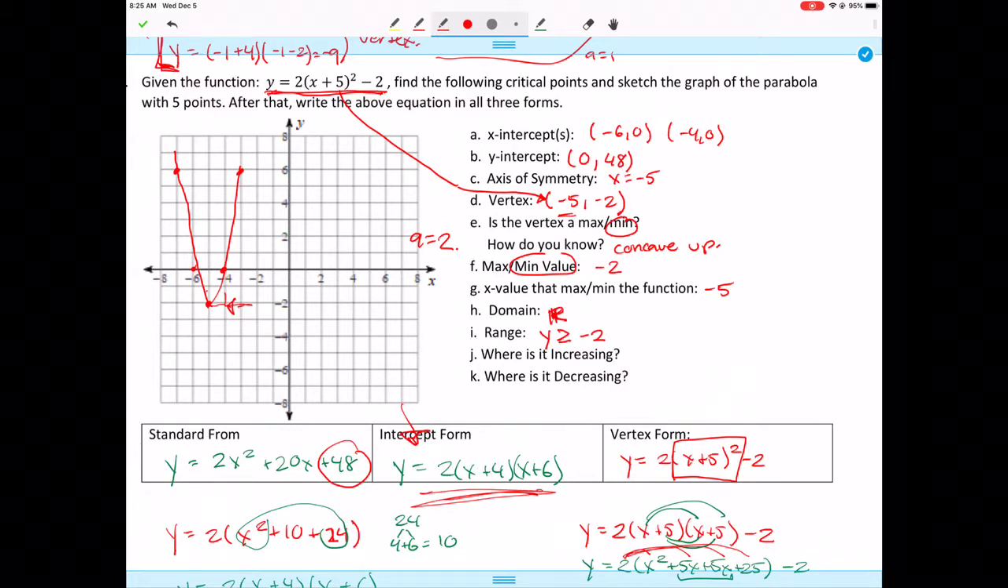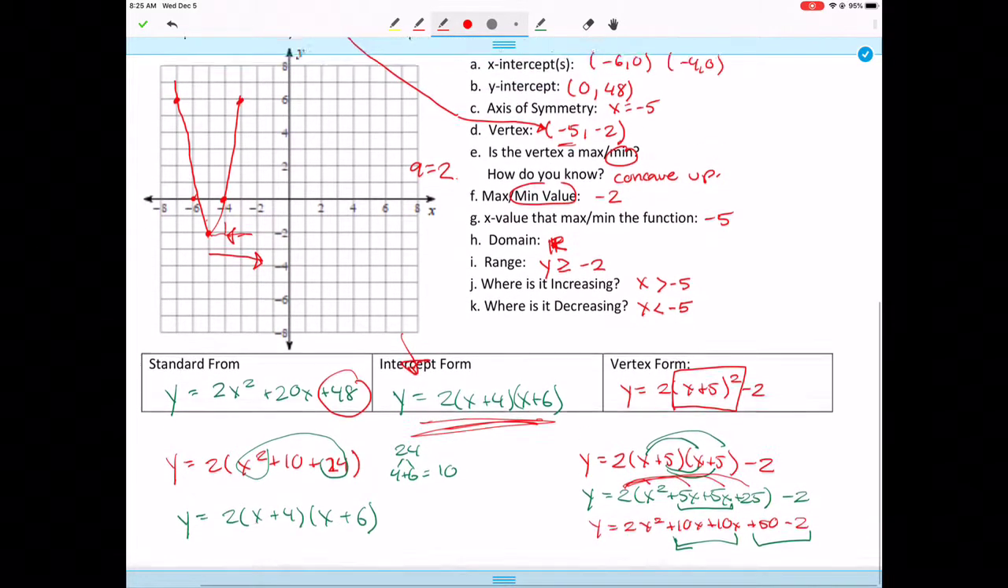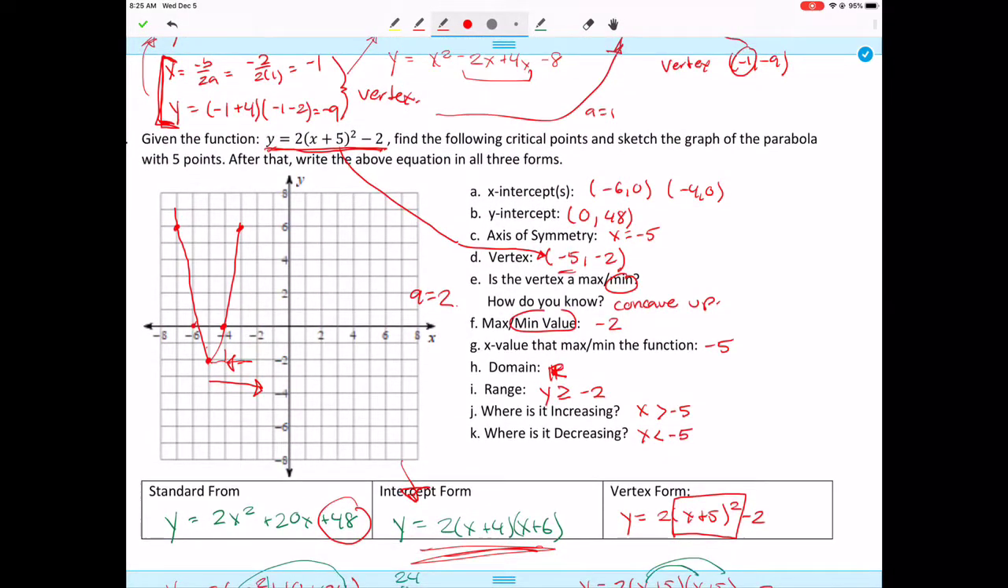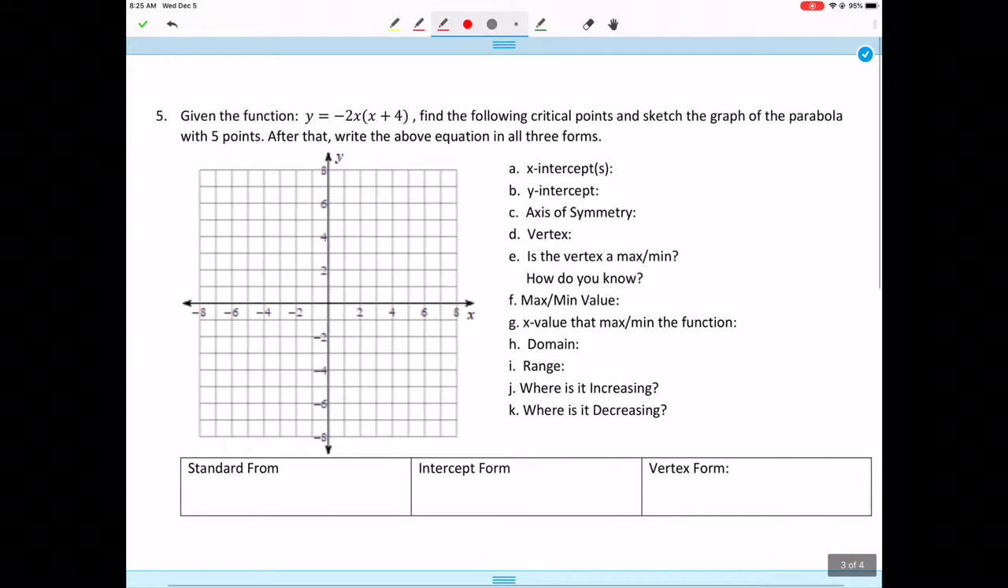Okay, and where is the graph increasing? We could always write x, and for increasing, we look here, it starts at -5 and goes to infinity, so it's all x values greater than -5, and it's decreasing for all x less than -5. Okay? All right, so that covers that. Any questions, let me know. Okay, next one.